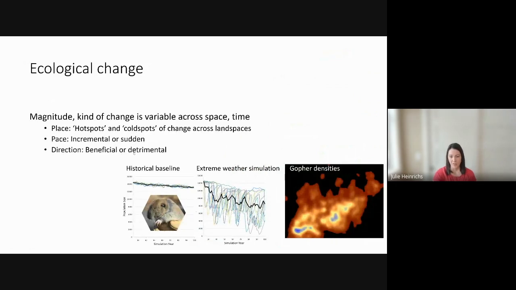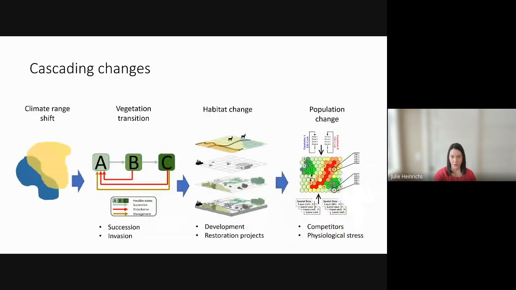So here's an example of the Mazama pocket gopher in Washington, where change is quite dynamic. As a result of extreme weather, we're simulating them to have pretty dynamic occupancy and densities. There's hot spots and cold spots of change. The pace can be incremental or it can be sudden. In this case, we're trending in a downturn direction, but there are moments in time where the change is positive for the species. So this kind of dynamism is a particular challenge in ecological research.